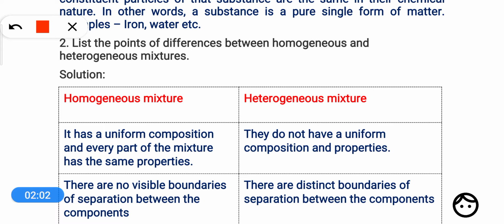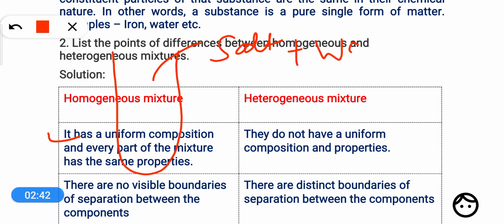So what is the difference between a homogeneous mixture and a heterogeneous mixture? Let's understand with the help of this table. What is written? It has a uniform composition and every part of the mixture has the same properties. So a homogeneous mixture will have a uniform composition, means its composition will be the same throughout the mixture, and every part of the mixture will have the same properties. The example of a homogeneous mixture is if you mix salt in water.